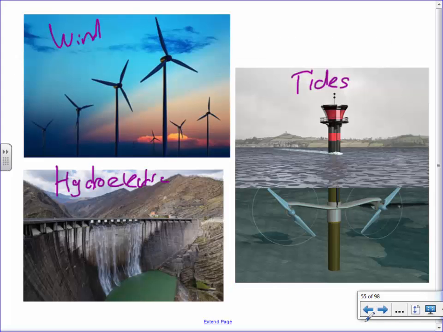Can you guys kind of visualize how then the wind turbines and the tidal turbines do the same sort of thing? As you spin the turbine, it moves the armature, which then creates electricity. Super, super, super cool.